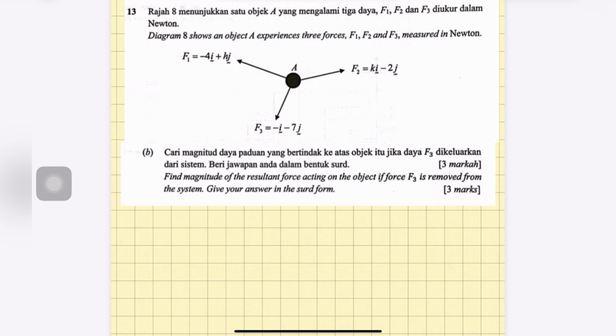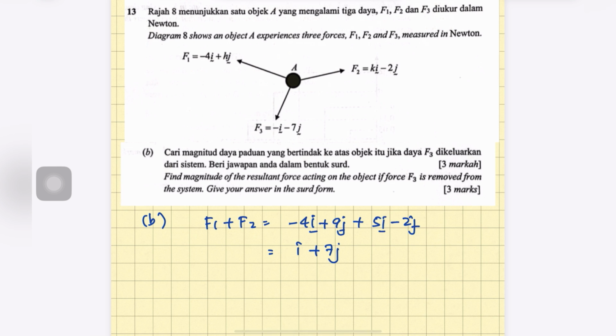B, find magnitude of the resultant force acting on the object if force 3 is removed from the system. Give your answer in surd form. Okay, so force 3 is removed, so left with force 1 and force 2. So this one is negative 4i plus 9j, h is 9, plus 5i minus 2j. We got these from A. So this one equals i plus 7j.